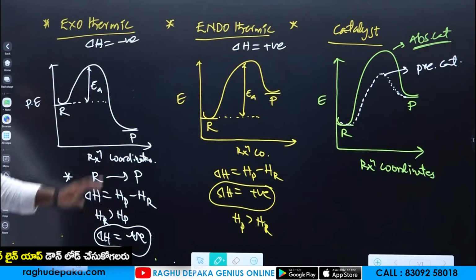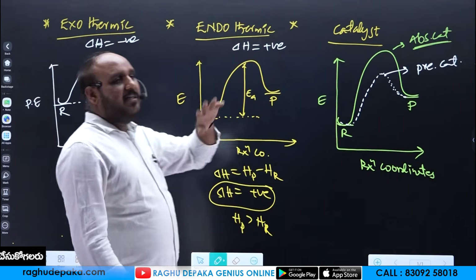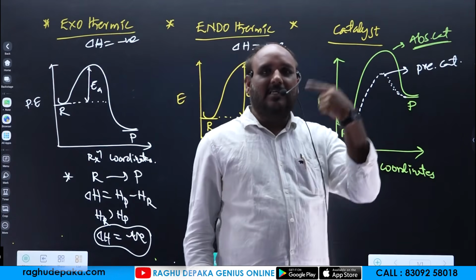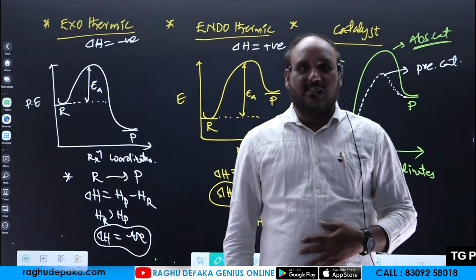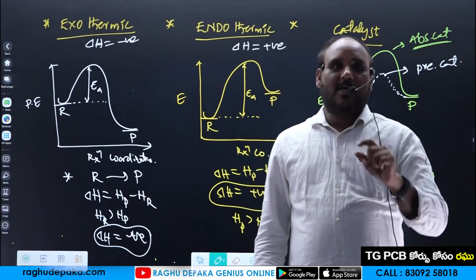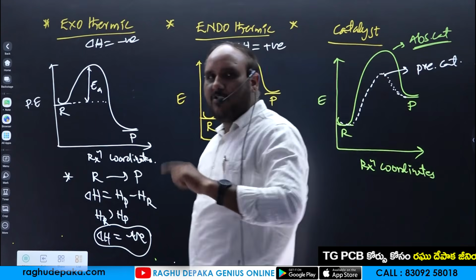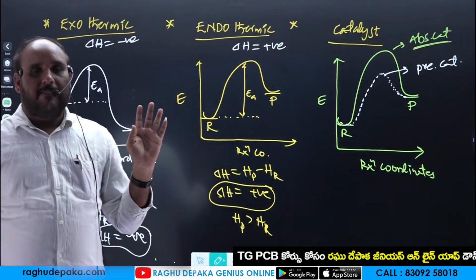In the absence of catalyst and presence of catalyst, how the rate of the reaction will vary, such things will be explained. Means each topic, how those topics will be correlating with each other, what the correlation is, and how it will be helpful to understand from one topic to another topic. Such things we are going to explain, right?